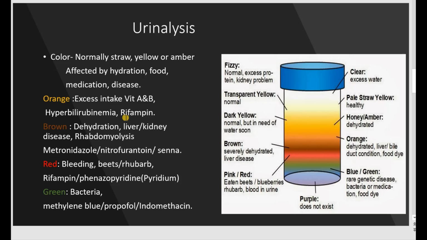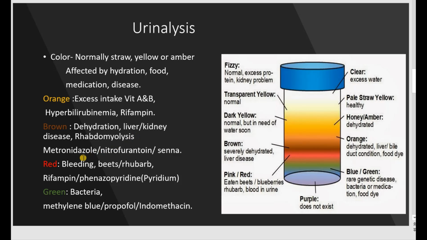Rifampin is an antibiotic which can cause reddish orange urine. Brown color urine may indicate severe dehydration or liver or underlying kidney disease, or sometimes rhabdomyolysis. Rhabdomyolysis, there is severe muscle trauma, release of myoglobin leading to brownish urine output.